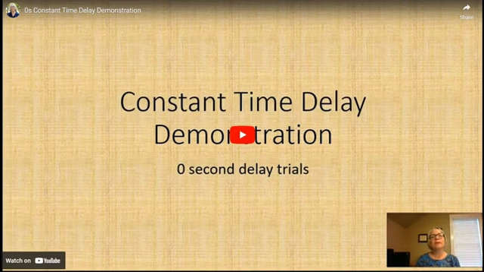These trials are 0-second delay trials, so the learner doesn't have an opportunity to make a mistake because they are prompted with the correct response immediately. With 0-second delay trials, there is no error correction needed. The teacher collects data as she goes along.